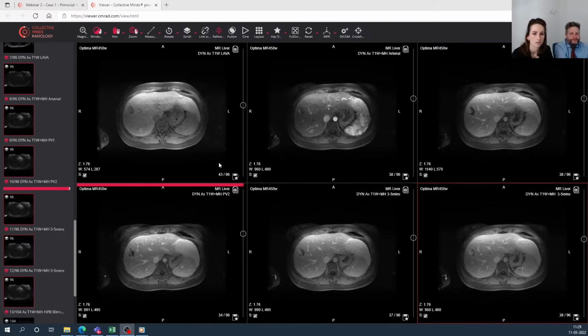Okay. So Martin told me to always look at the dynamic images first, so I already put them up. So this is the non-enhanced T1, the arterial phase, and then the portovenous phases and later phases. How many lesions do you see? So the first lesion I noticed was this one. Let's start with that one. What's the characteristic? So the lesion is hypointense compared to the liver on T1.